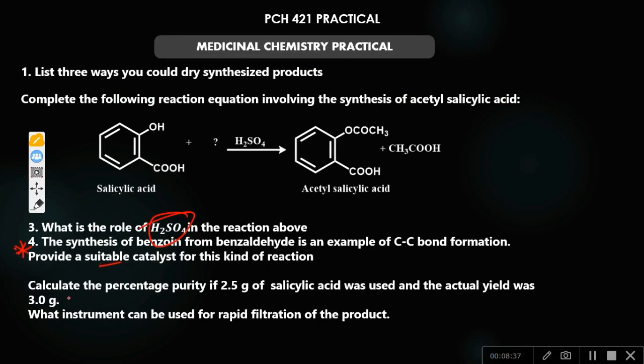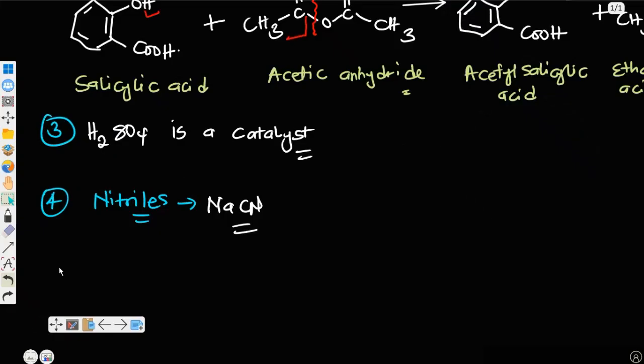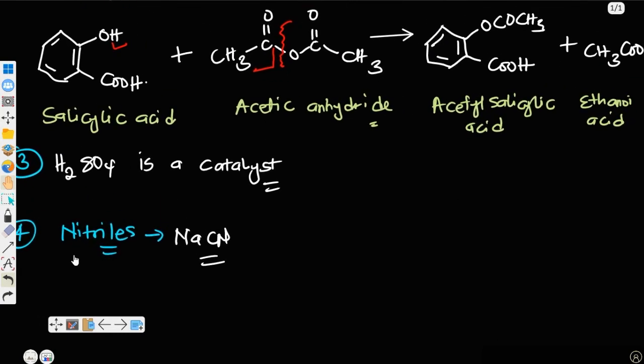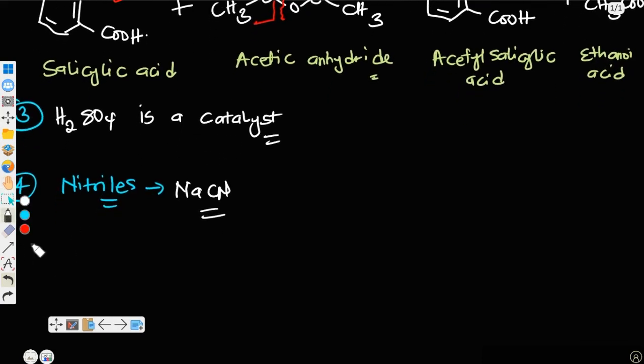Now, the next question here is: calculate the percentage purity of 2.5 grams of salicylic acid. Okay, calculate the percentage purity of acetyl. I just framed up this question in case we meet something like this, right? Calculate the percentage purity of aspirin if 2.5 grams of salicylic acid was used and the actual yield was 3.0 gram. So let's see the reaction again. This is the reaction between salicylic acid and what? Acetyl salicylic acid.